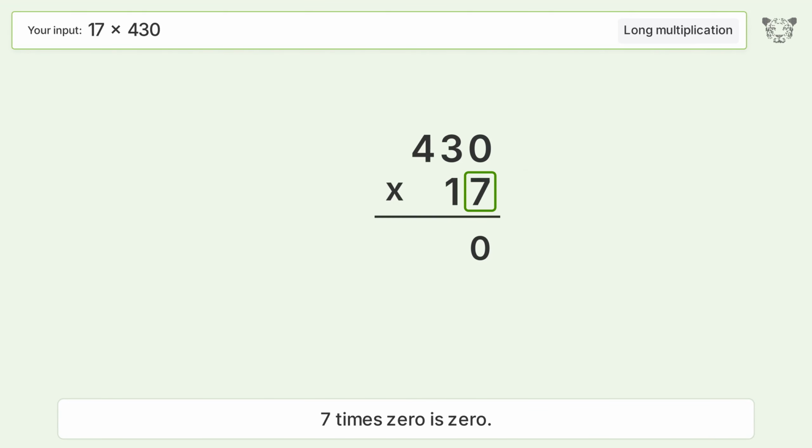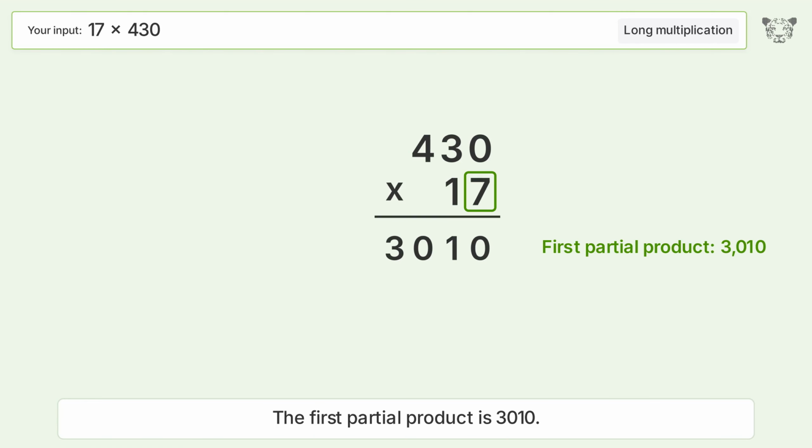7 times 0 is 0. 7 times 3 is 21. Put 1 in this column and carry 2. 7 times 4 plus the carried 2 is 30. The first partial product is 3010.